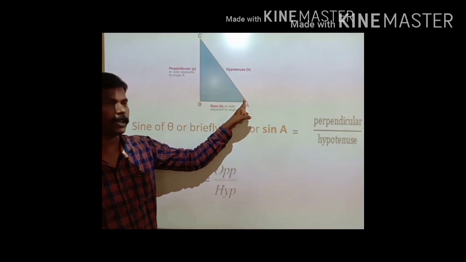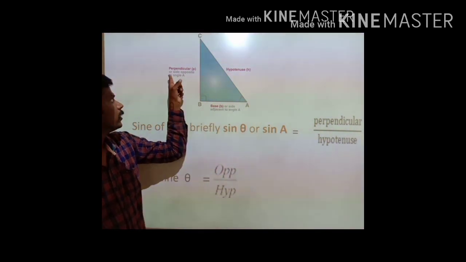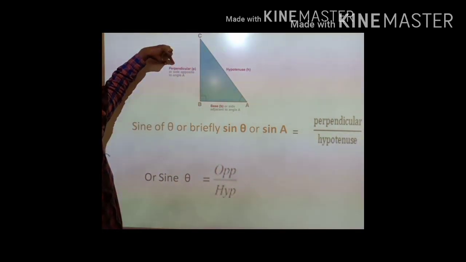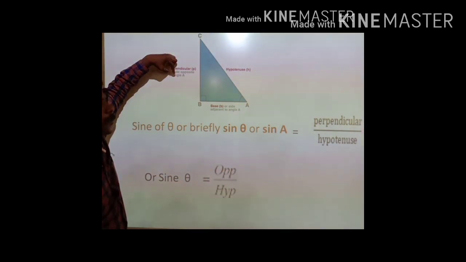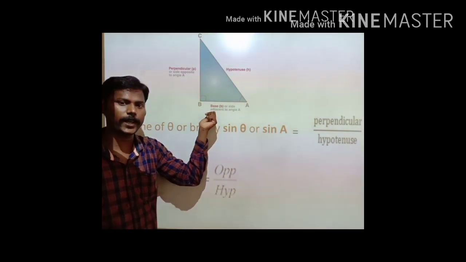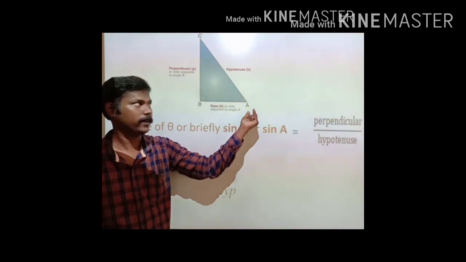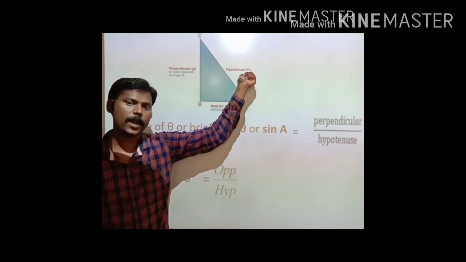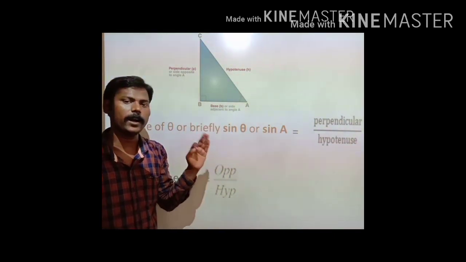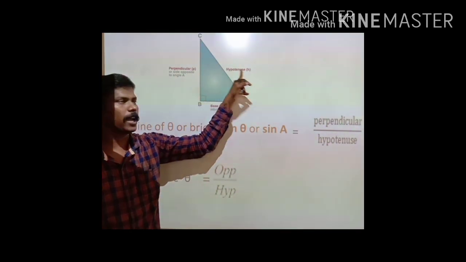If I consider angle at A, what is the opposite side to angle A? BC or CB. This is called perpendicular or opposite side to angle A. Now the downside is called base or adjacent side to the angle A. This is what we call hypotenuse. I already said what hypotenuse is: the longest side, or the side which is opposite to the right angle, is called hypotenuse.